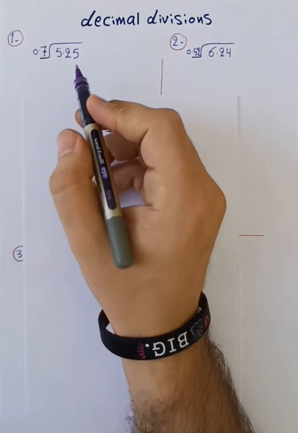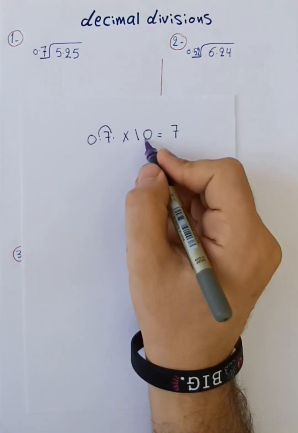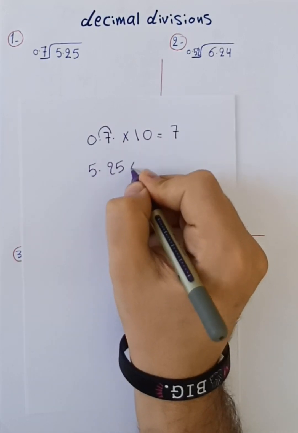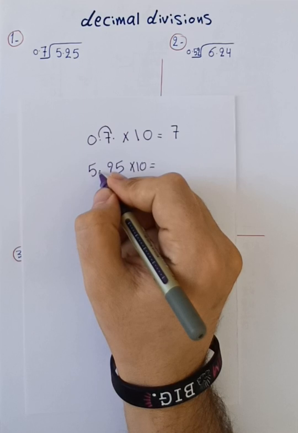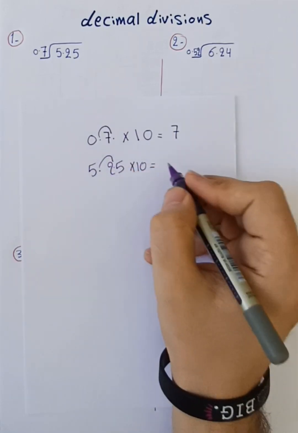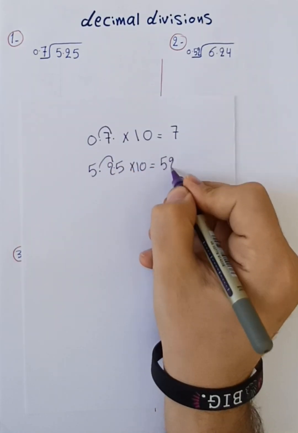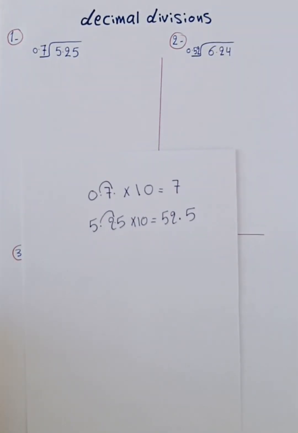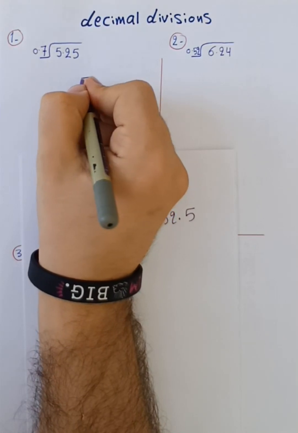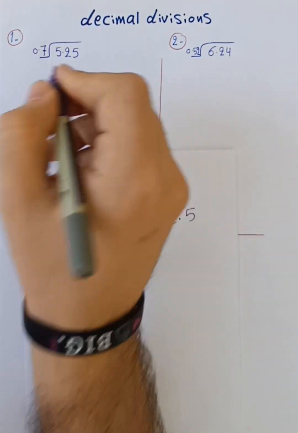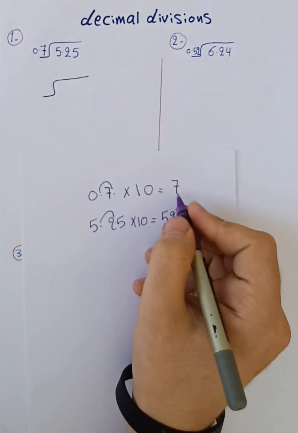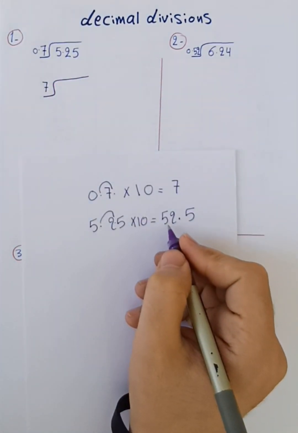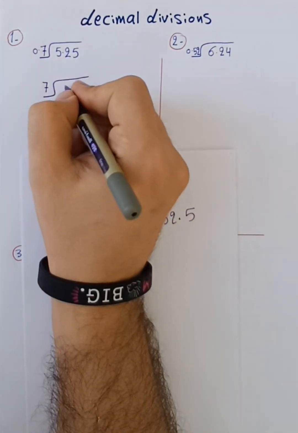And then you have to multiply the dividend by the same number, by 10. 5.25 multiplied by 10. This decimal point moves one step to the right, so we have 52.5. So the new numbers we have: 0.7 is 7 and the dividend is 52.5.